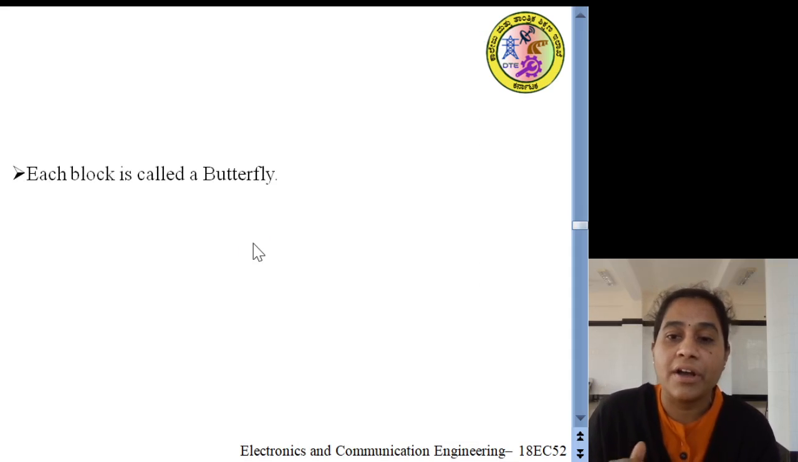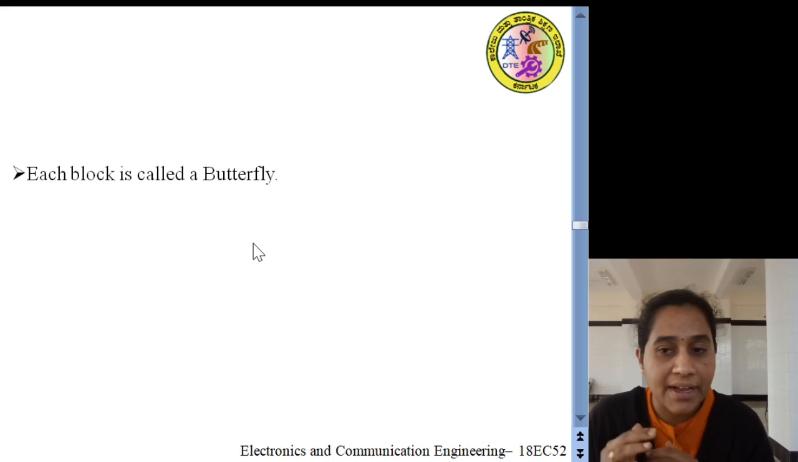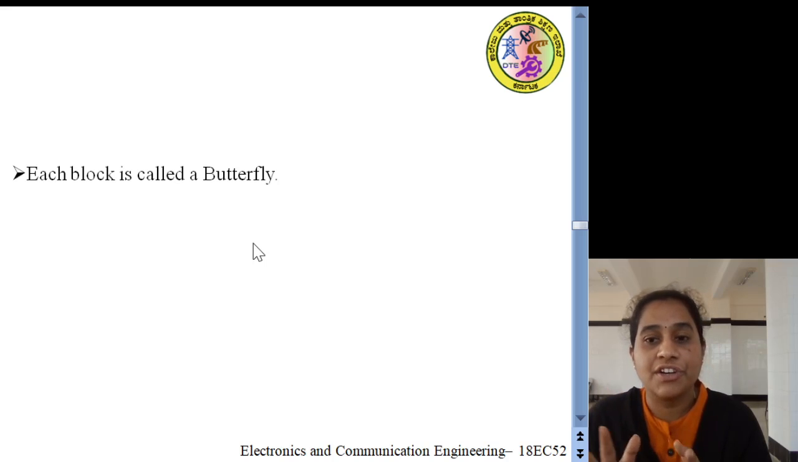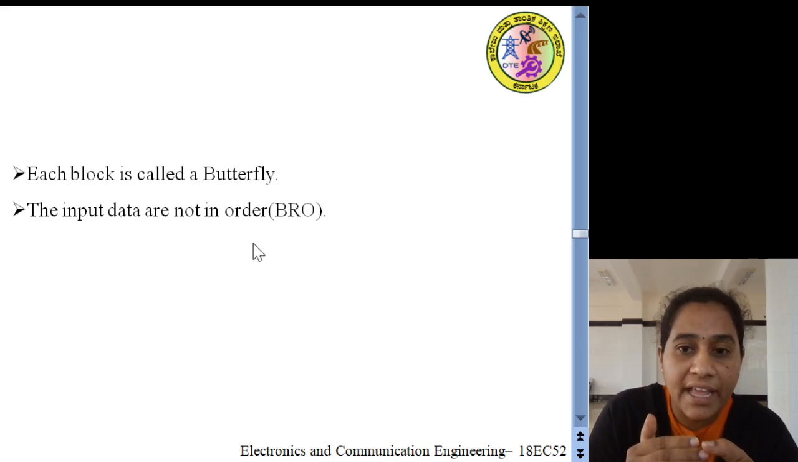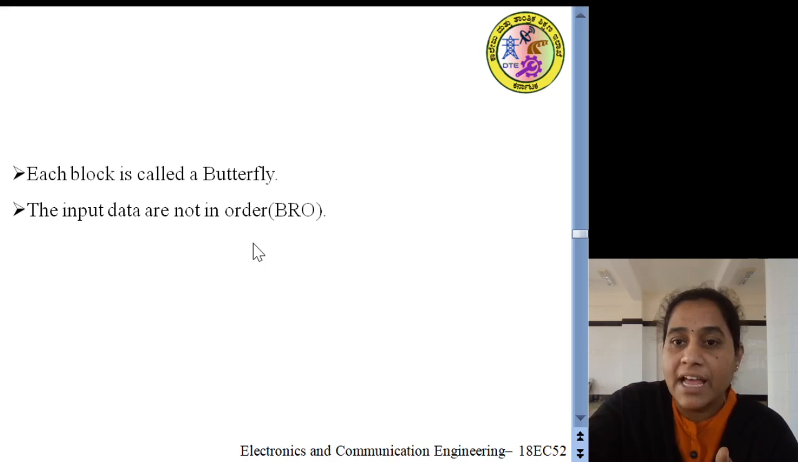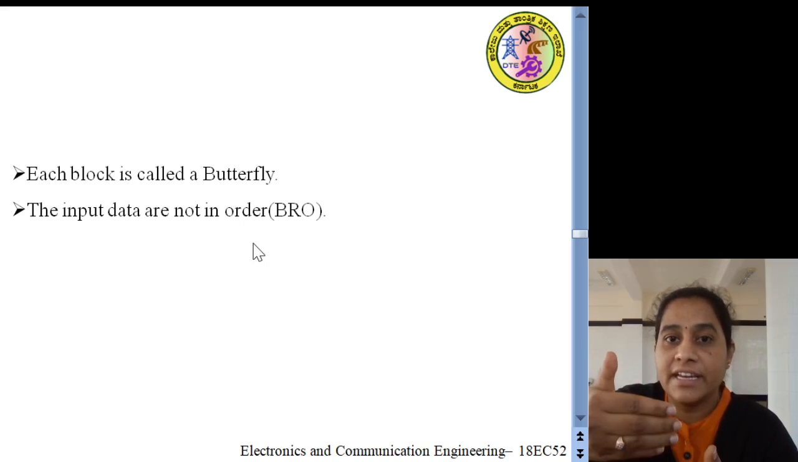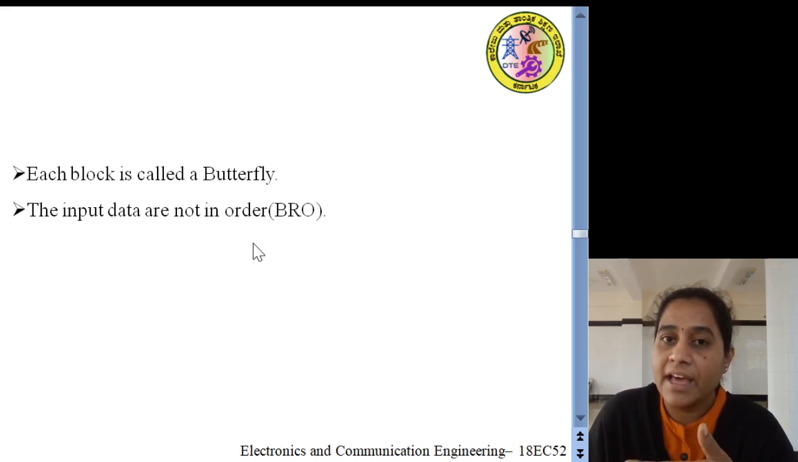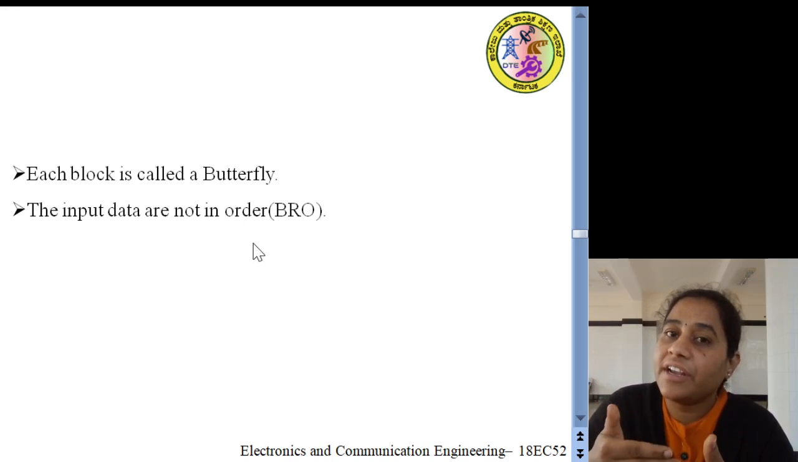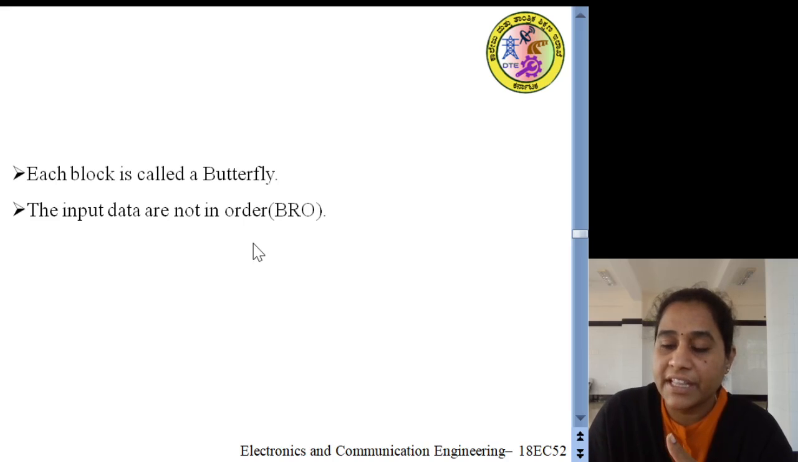Okay. Each block here we will be calling a butterfly because it resembles the structure of a butterfly. We call that particular operation the butterfly operation. The input data here are not in the natural order. Natural order means the time domain sequence as we consider it: x of 0, x of 1, x of 2 up to x of n. Here the input we are giving is not in that natural order. Instead, it is in bit reversal order. We are going to check why it is not in normal order in the next slide.